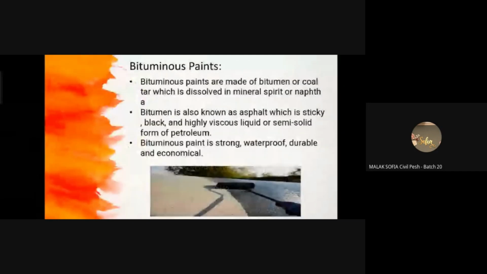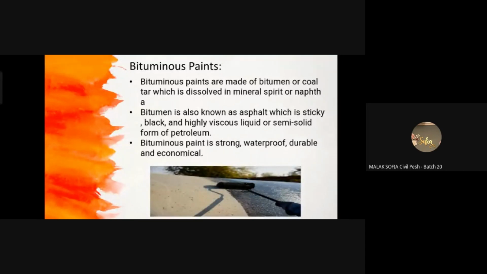Next, we have the bituminous paint, which falls in the bituminous category, and it contains bitumen or coal that is dissolved in mineral spirit or naphtha. Bitumen is actually asphalt, which is also used in making roads, etc. And it is a highly viscous liquid and semi-solid form of petroleum.